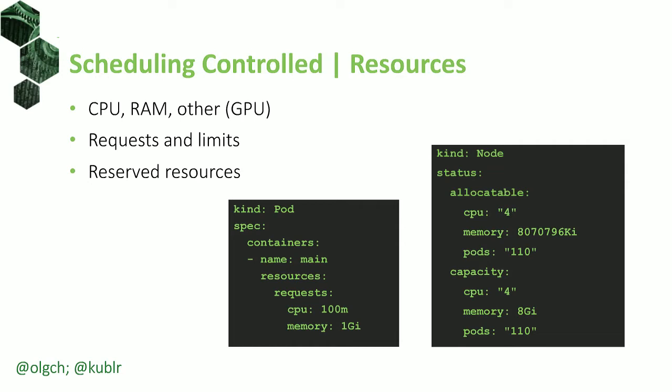So those are tested against available resources, or as it's called, allocatable resources on a node. So if a node has at least as much allocatable resources as the pod requests, this node is able to host that pod. So you can see allocatable resources and full capacity of the node in node object status section. Pod requests are specified in container resources section.